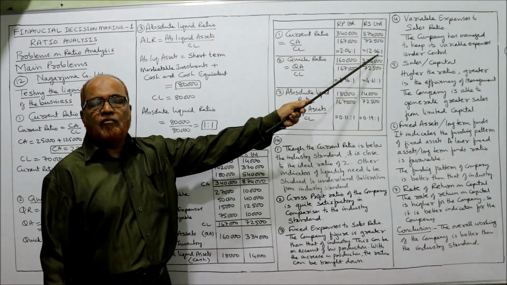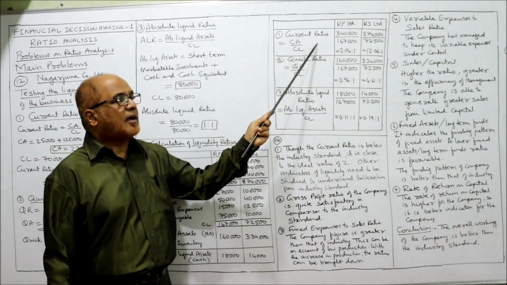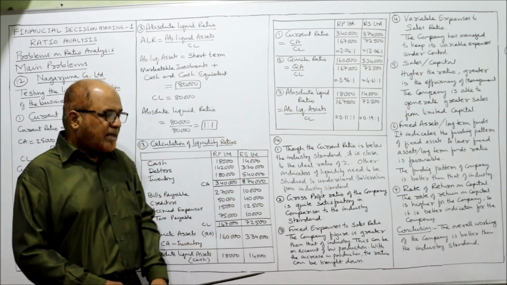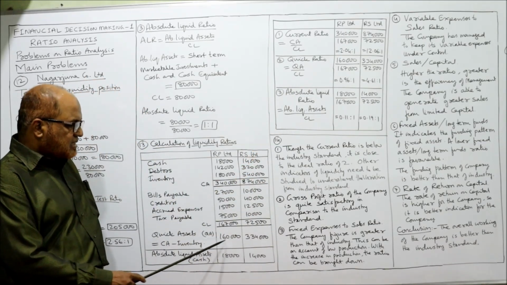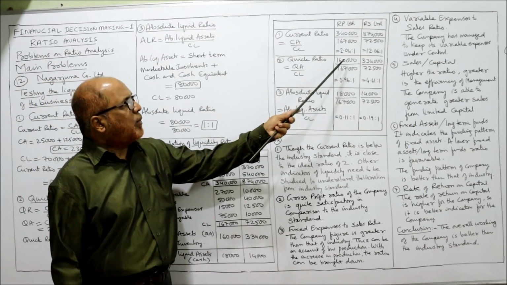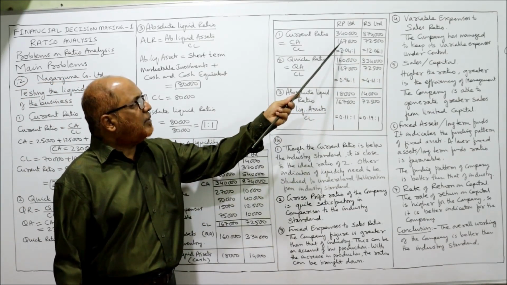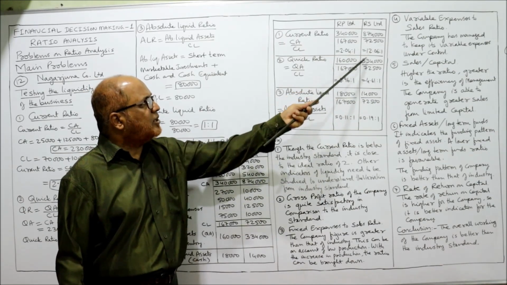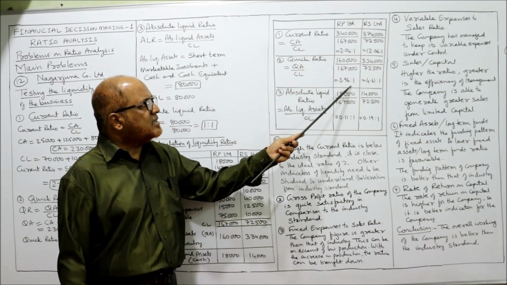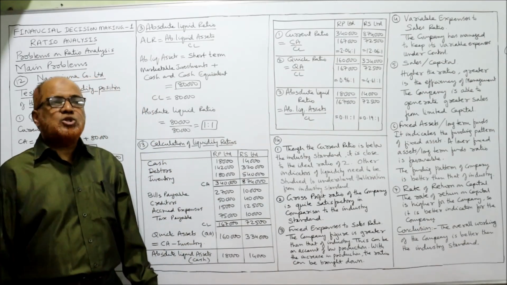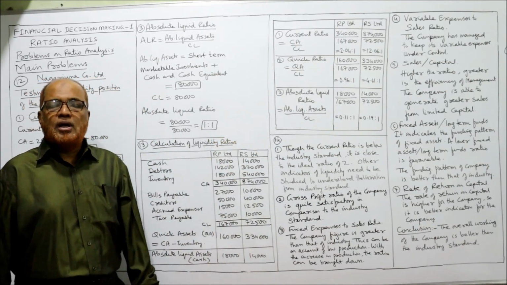12.06:1. One ratio we have completed, current ratio. Then quick ratio, quick assets by current liabilities. The quick assets are calculated here: 1,60,000, 3,34,000. Divide by current liabilities. Current liabilities are the same, 1,67,000 and 72,500. So 0.96:1, 4.61:1. The third ratio is absolute liquid ratio.